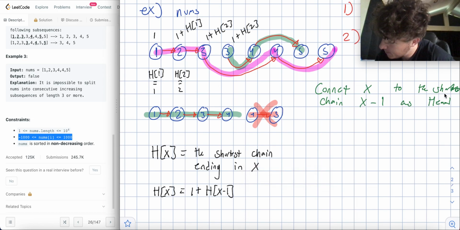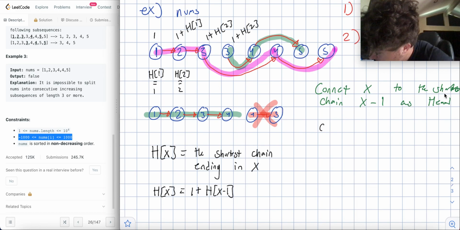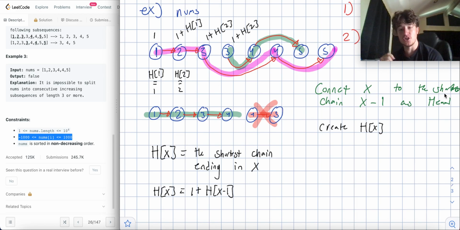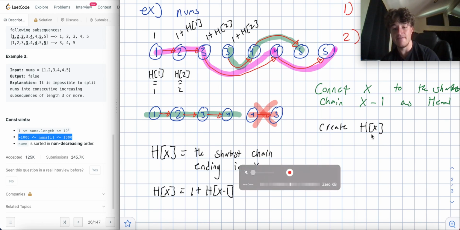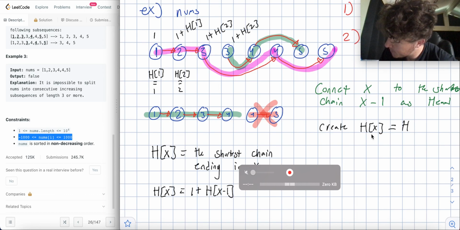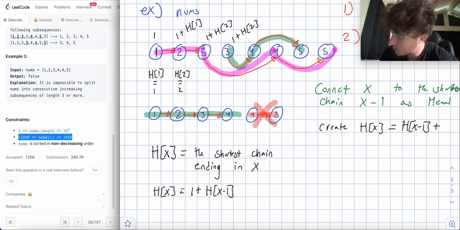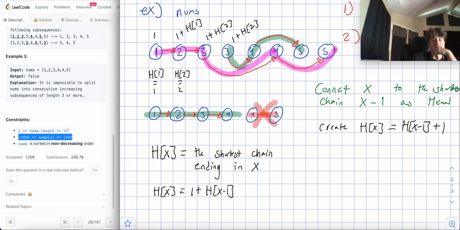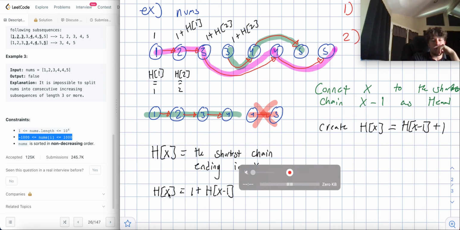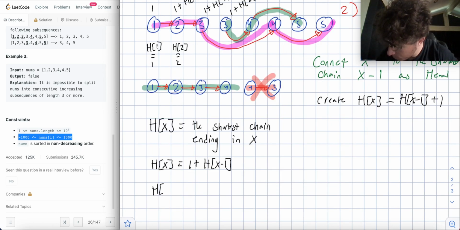So I'm going to create, an equivalent way of saying this is I'm going to create H of X, which is going to be connected to the shortest chain, so it's going to increase the head of X, equaling the previous element minus 1 plus 1. So what I'm basically saying here is if I want to connect a 4, H of 4, I'm going to connect myself to a 3, right? So when I create H of 4, I'm going to connect myself to a 3 and create the shortest head ending at 4.